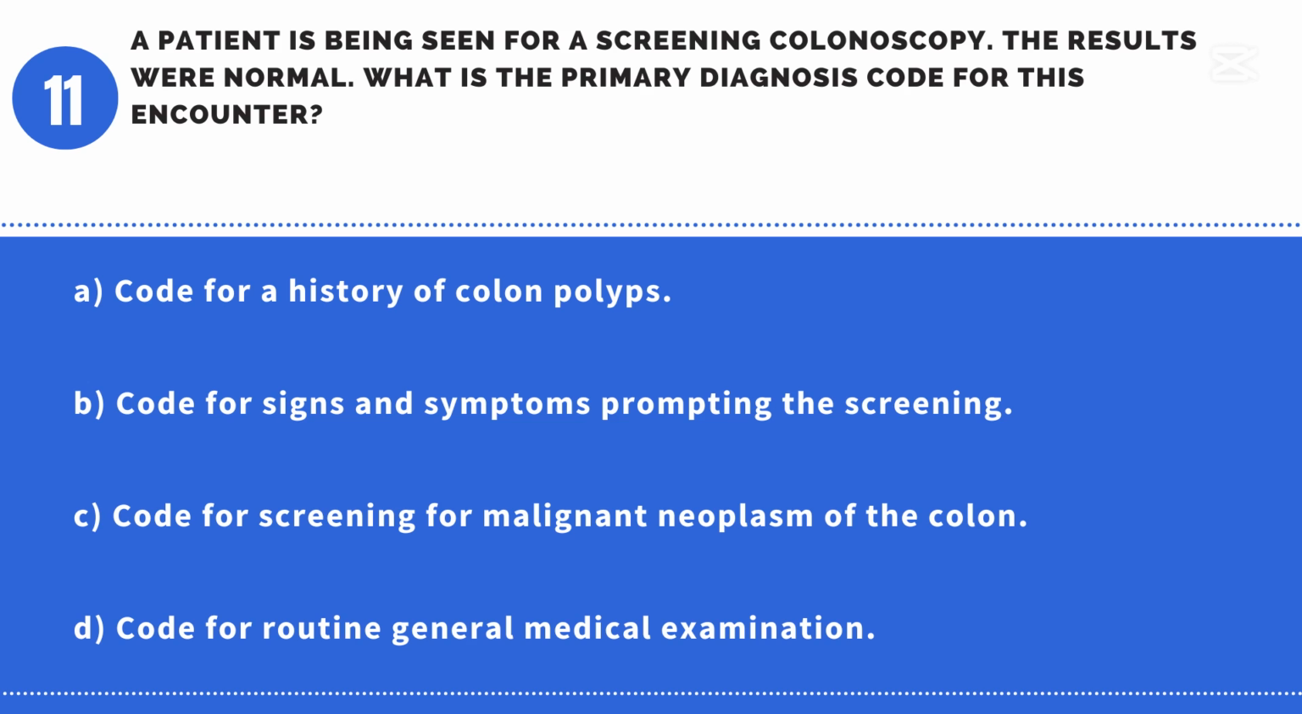Question 11. A patient is being seen for a screening colonoscopy. The results were normal. What is the primary diagnosis code? A. Code for a history of colon polyps. B. Code for signs and symptoms prompting the screening. C. Code for screening for malignant neoplasm of the colon. D. Code for routine general medical examination.